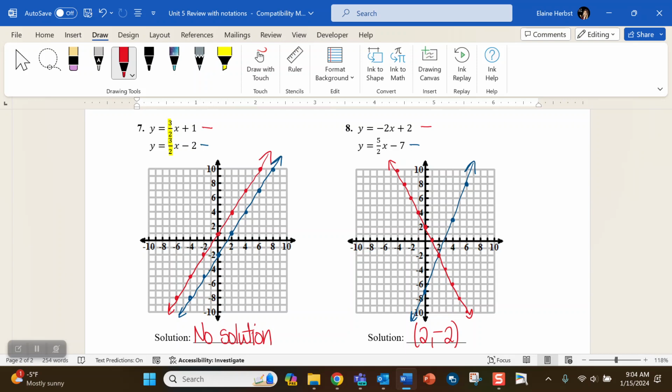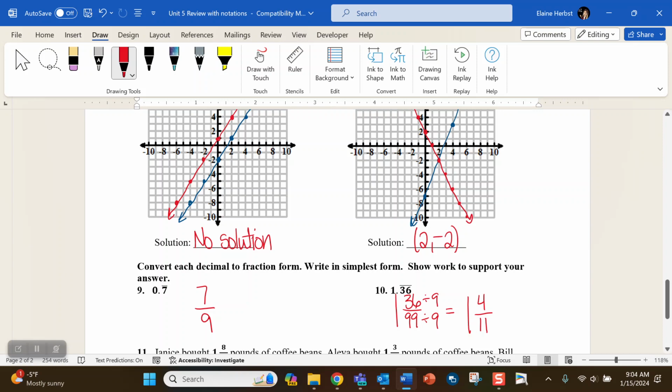In question 8, the red line, I started at +2 and went down 2/1 in the negative direction. The blue line, we start down at -7. We're going up 5/2 in the positive direction. These lines then intersect at (2, -2).